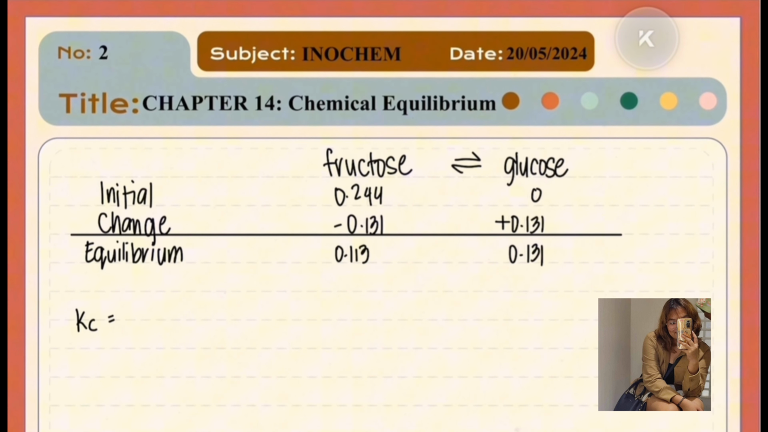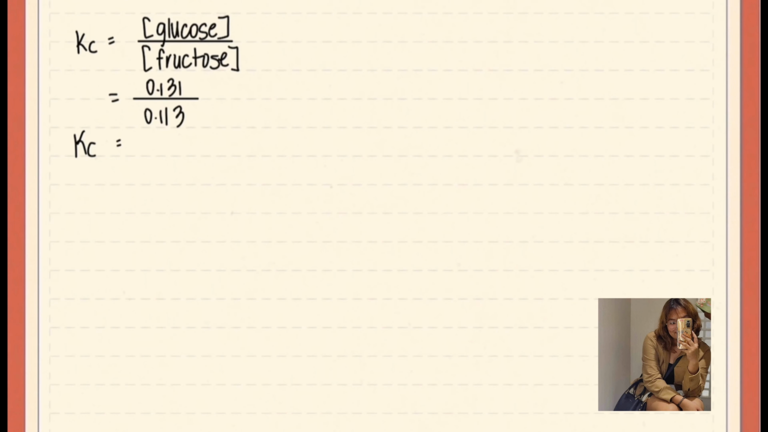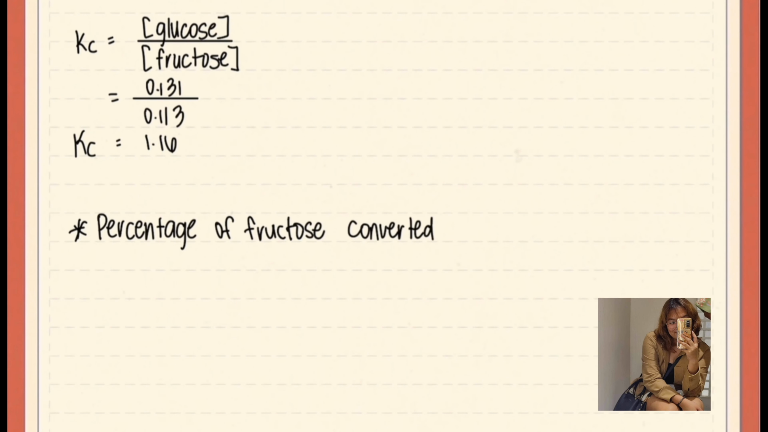For the equilibrium constant, use the products over reactants. Therefore, we have glucose over fructose. Substitute the values. After that, we will get the equilibrium constant of the reaction, which is 1.16.